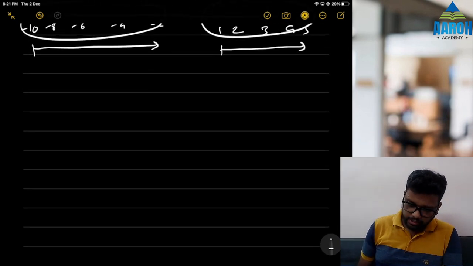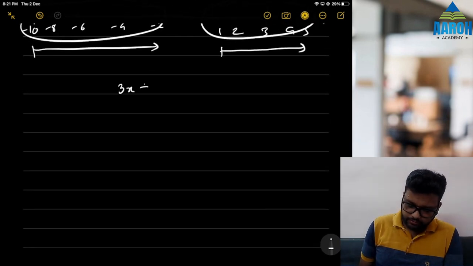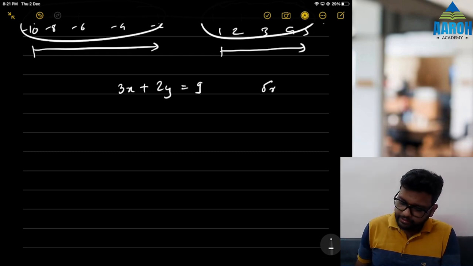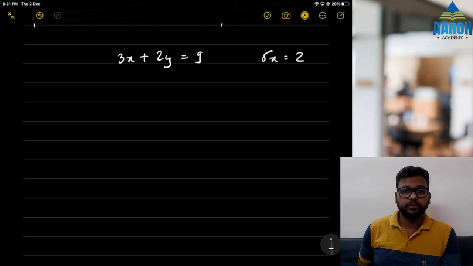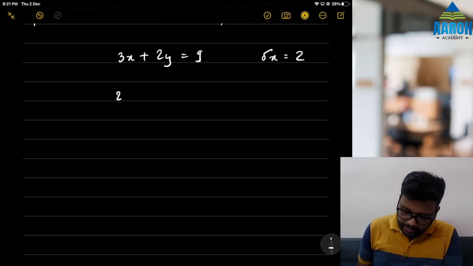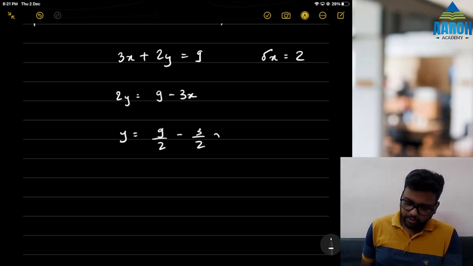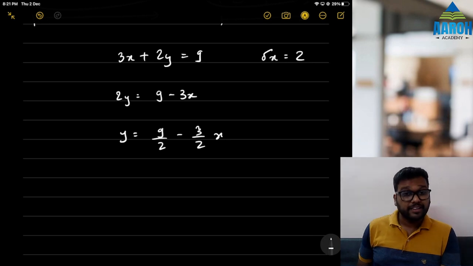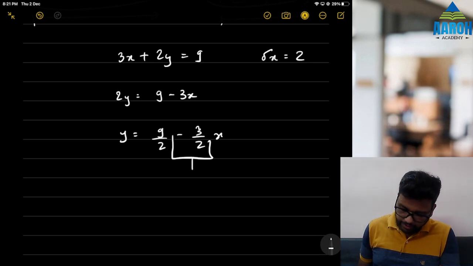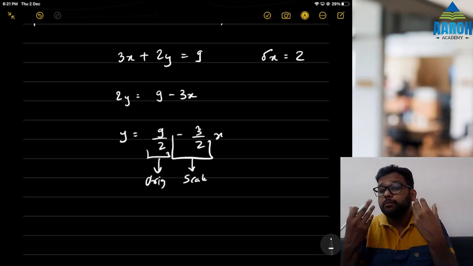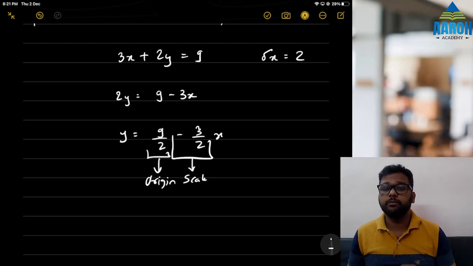Let me give you an example. Let's say 3x plus 2y is equal to 9, and they are saying sigma x is equal to, let's say, 2. First let's rearrange. So 2y will be equal to 9 minus 3x. That means y will be equal to 9 by 2 minus 3 by 2 x. That means this is the change of scale, this is the change of origin. We are multiplying by minus 3 by 2 and we are adding 9 by 2.